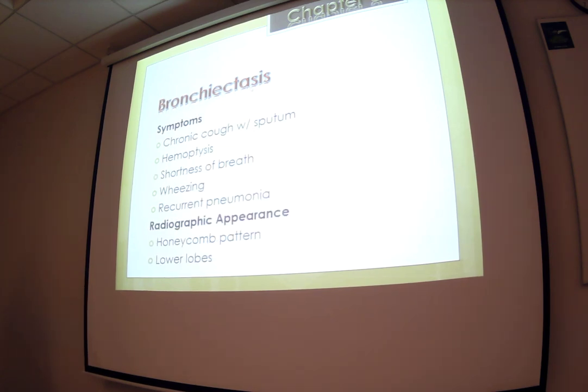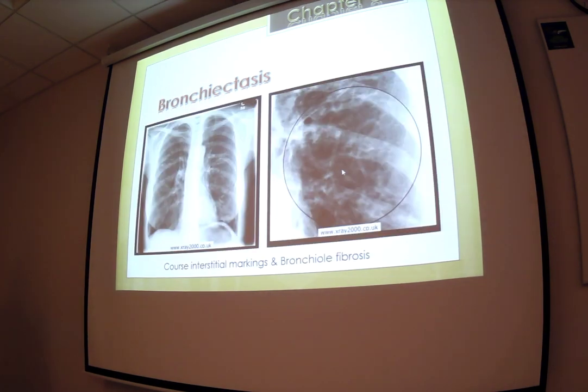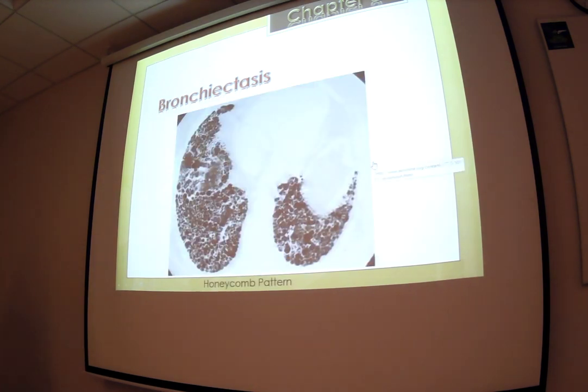Symptoms, again, with most of these, it's chronic cough or sputum, hemoptysis, shortness of breath, wheezing, and it can end up with recurrent pneumonia. Radiographically, you can see what's termed a honeycomb pattern, which typically will be in those lower lobes. You see those coarse interstitial markings with that bronchial fibrosis. Here on the CT, you can see what it looks like cross-sectional, which is why it's called a honeycomb pattern.